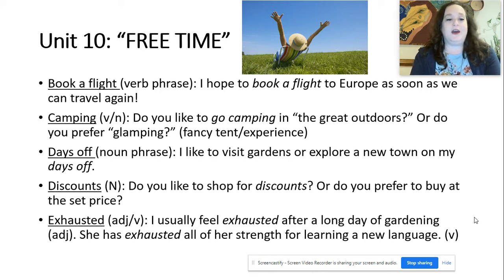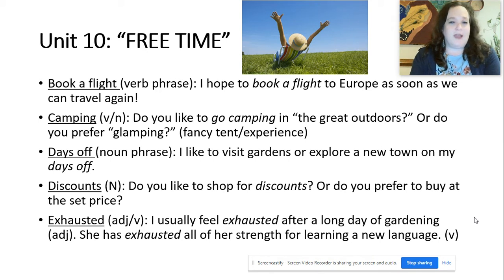First, book a flight. Second, camping. I think you know this one. Third, days off or day off. Fourth, discounts. And fifth, exhausted. It sounds like egg, exhausted. So let's start with book a flight.